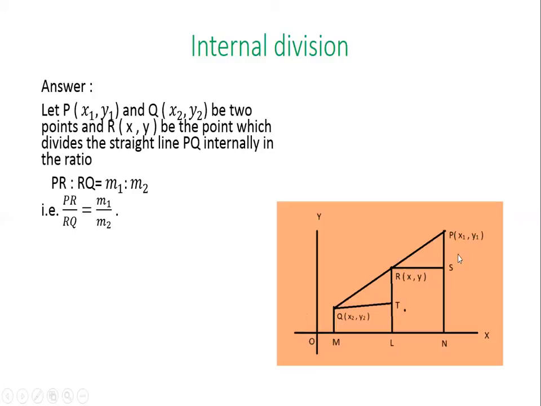Here, on the straight line PQ, R is a point on PQ. PR ratio RQ equal to m1 ratio m2. We can write this equation in this form: PR by RQ equal to m1 by m2. It is required to find the point R(x, y).